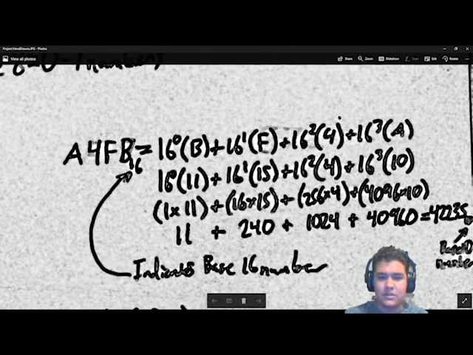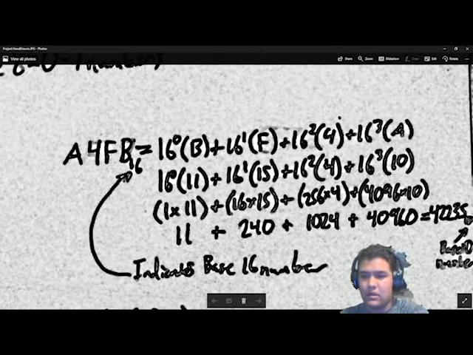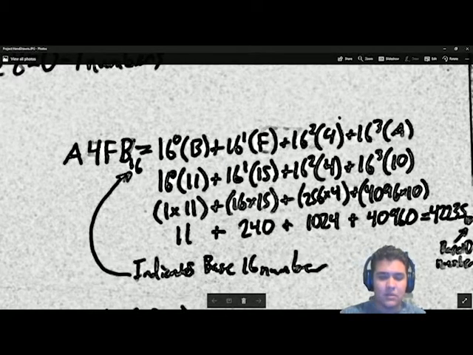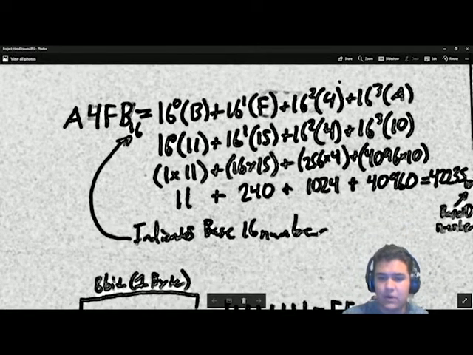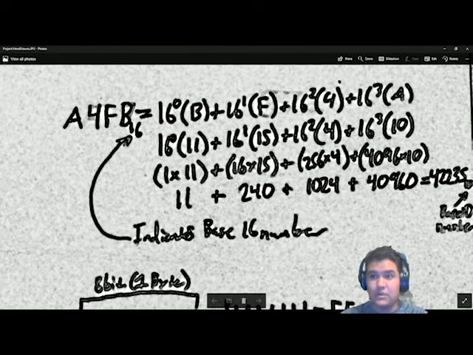So here I convert 16 to the power of 0, 1, 2, 3, just like the others, based on their position in the base of the numerical system, times B, F, 4, and A. Now you can't multiply by B because we do not recognize B as a number, therefore we translate B into 11, F to 15, and A into 10. Now in converting, this leaves us 11 plus 240 plus 1024 plus 40960, resulting in 42,235 as a base 10 number, represented as only 4 digits in base 16, A4FB.